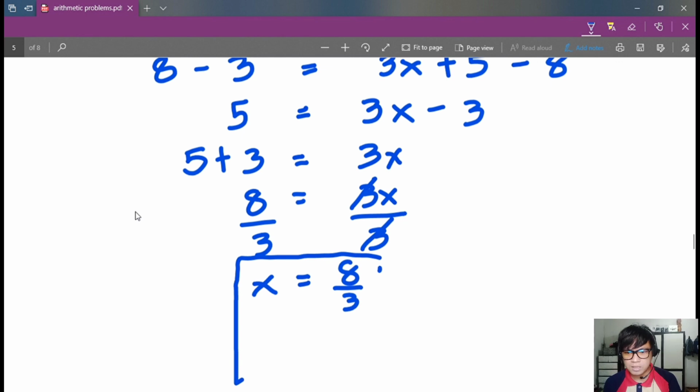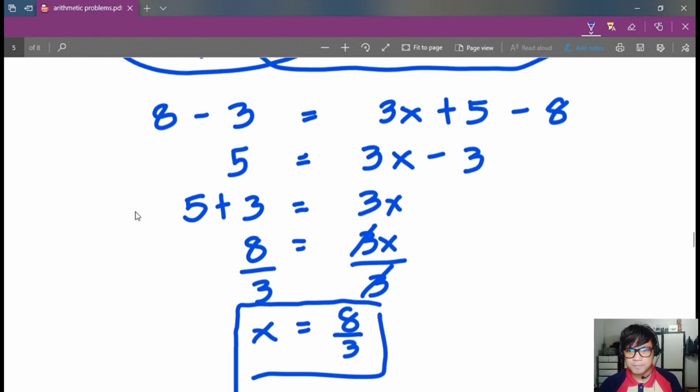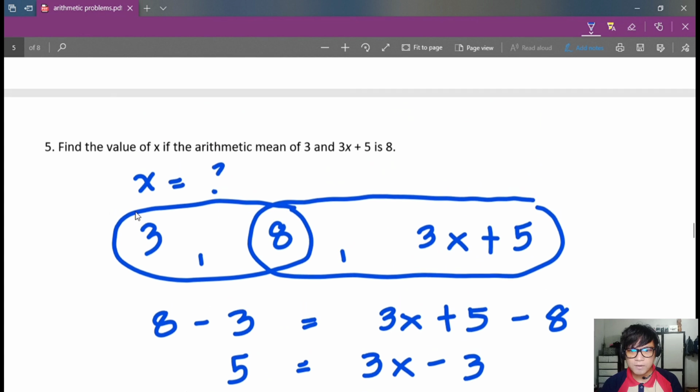I-distribute natin doon sa last term. So, ang first term natin is 3, 5, 3, 8. Tapos, ito siya. So, this is 3 times 8 over 3. So, 3 times 8 over 3 is 8 plus 5 is 13. So, 13 yung magiging sagot dito.